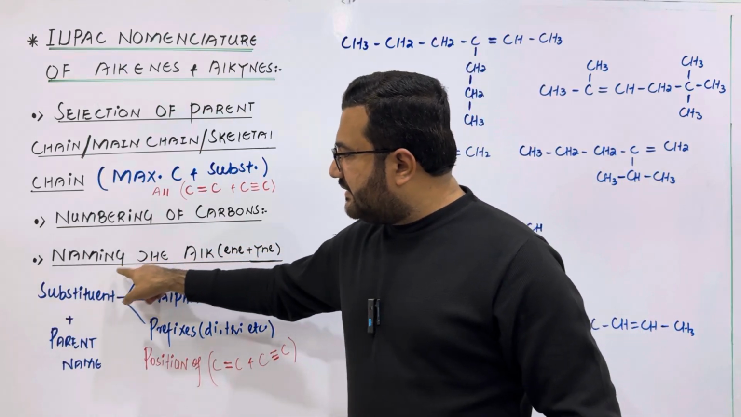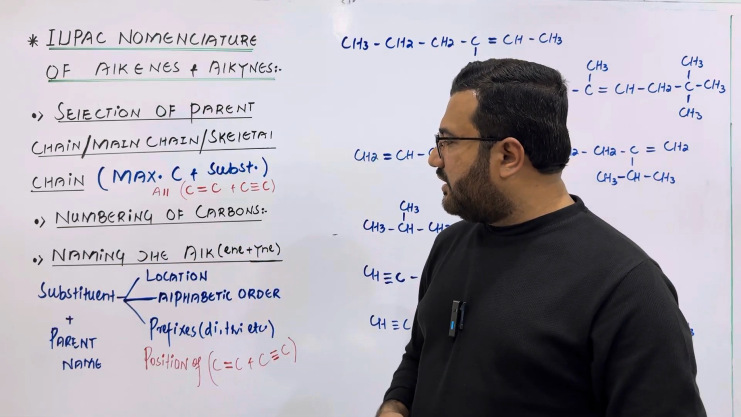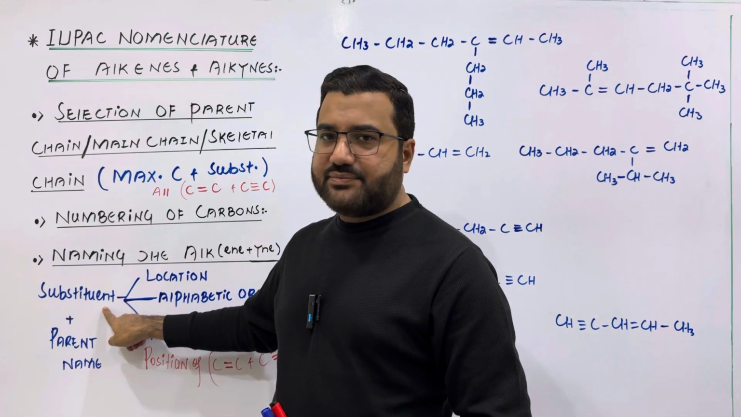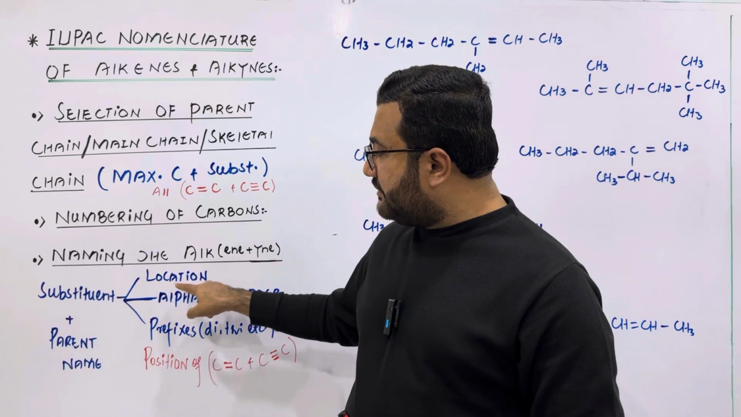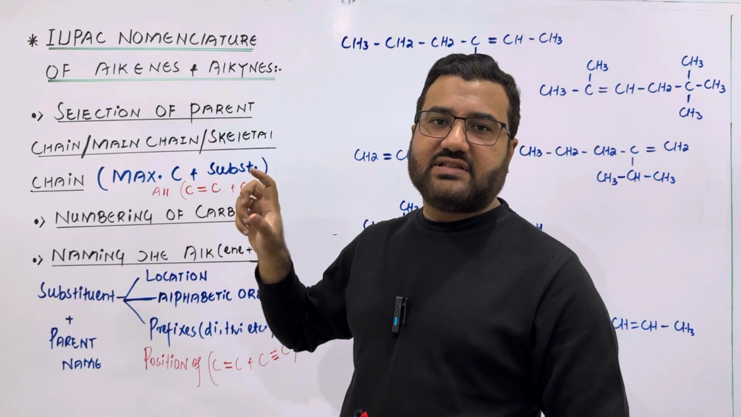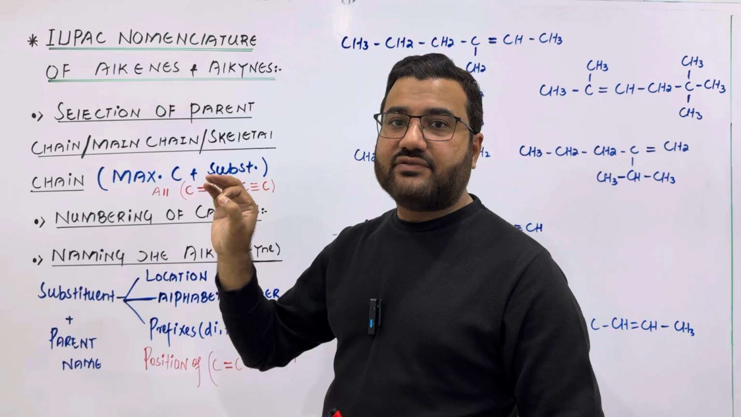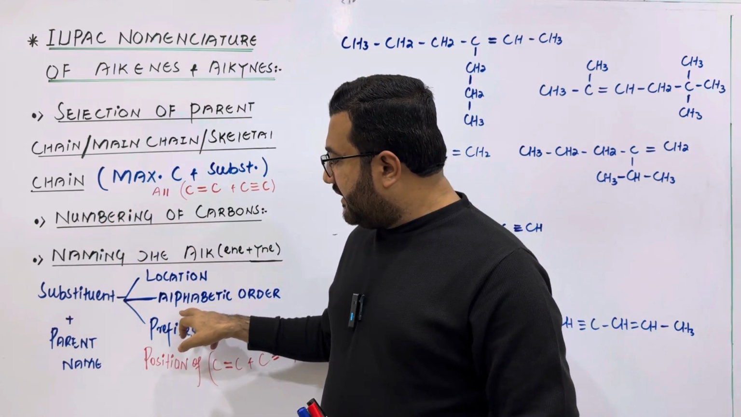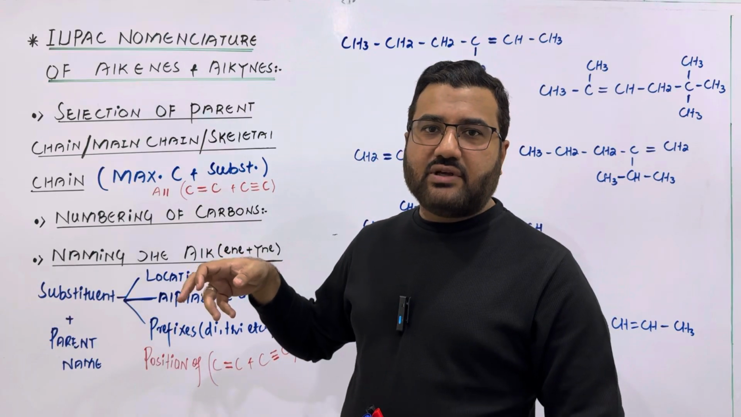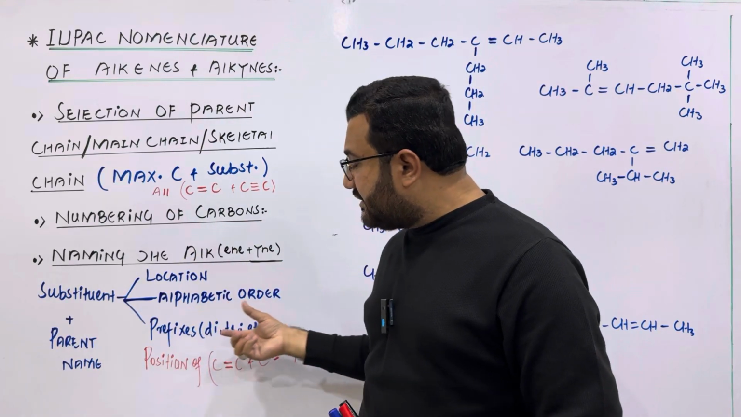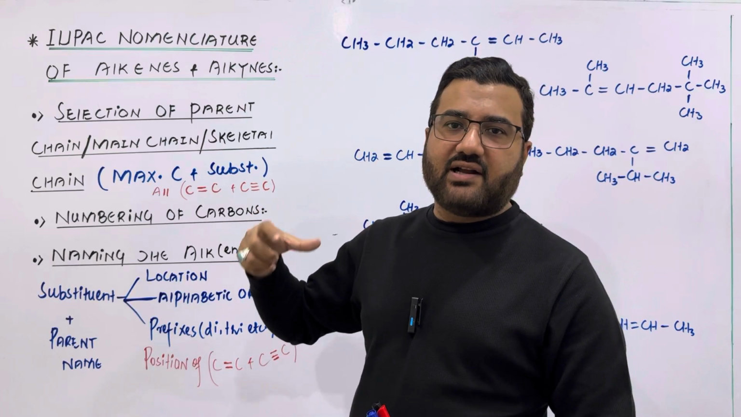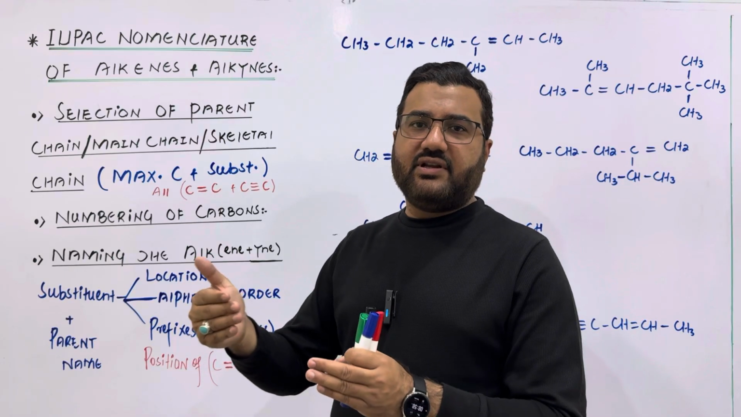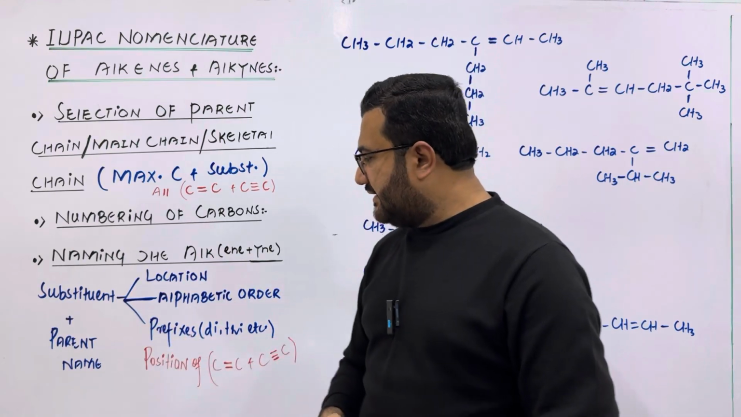Then, my dear students, the third step is naming the alkene or alkyne. While naming the alkene or alkyne, first of all, you will write down the substituents. And while naming the substituent, first mention the location of the substituent by writing down the number of the carbon atom to which the substituent is attached. If there are different substituents, then you will follow the alphabetical order. And if the same substituent is repeated in the alkene or alkyne, then IUPAC recommends the prefixes 2 for di, 3 tri, 4 tetra, and so on.